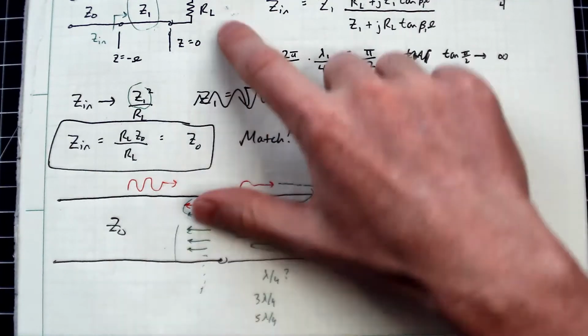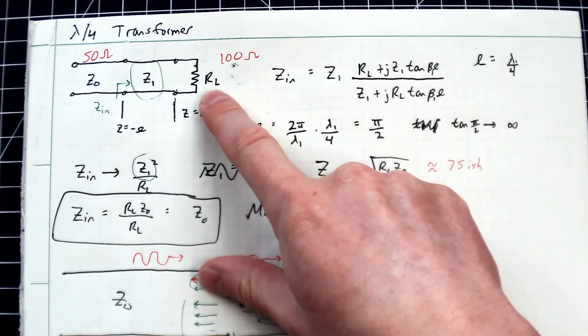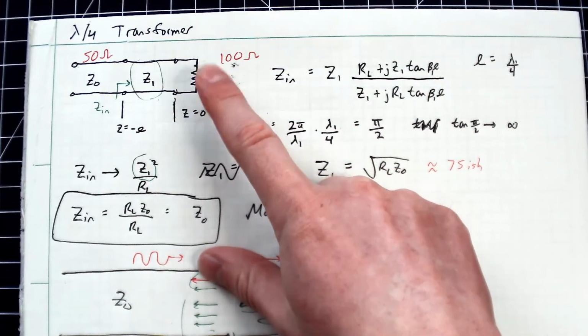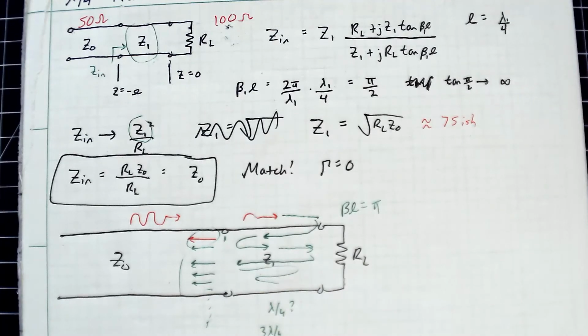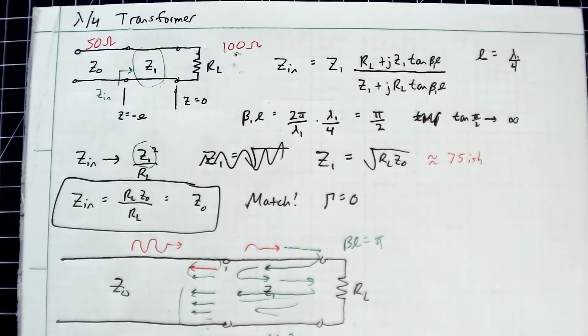The only caveat is this load here has to be real. If it becomes imaginary, then things get a little more complicated. But otherwise, that's it. That's pretty nifty. And that is the quarter wavelength transformer in a nutshell.